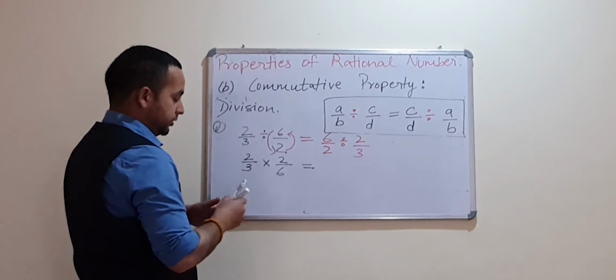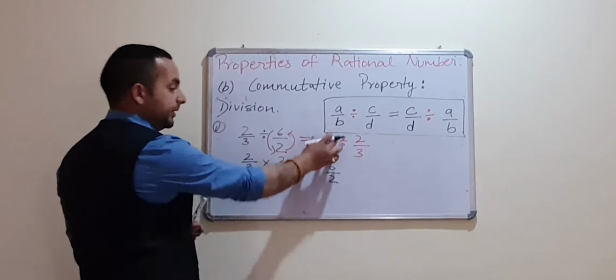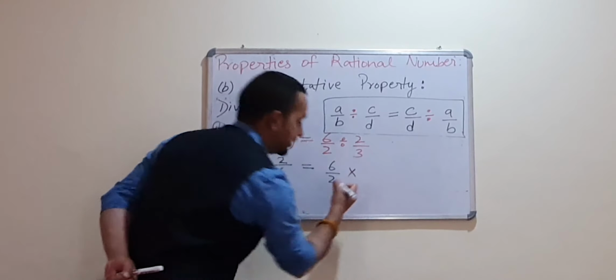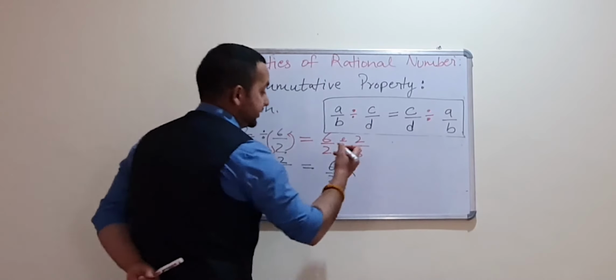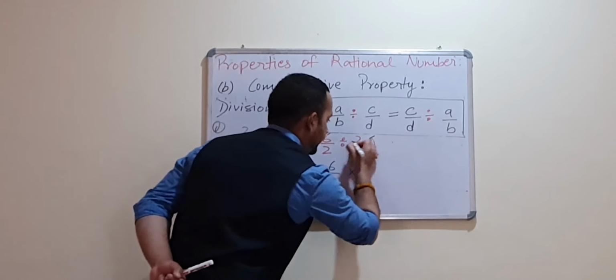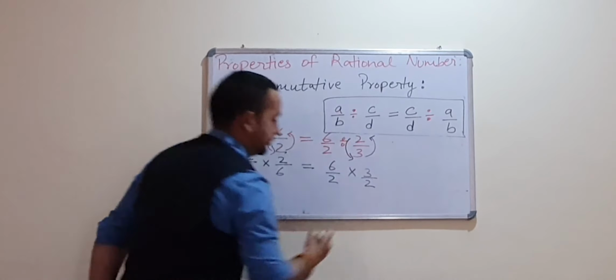Similarly here, 6 upon 2 is the first rational number. We will copy it as it is and we are going to change the operation. So we will write multiply here, and the second rational number, what will we do? We will take its reciprocal, so it will become 3 upon 2.